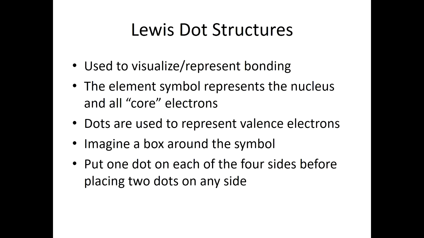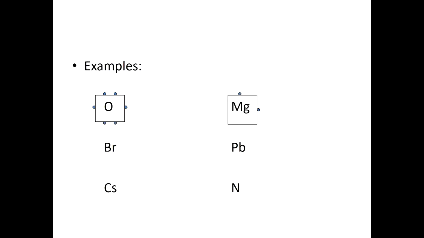So what you're going to do is take the element symbol. You're going to pretend like there's a box around that symbol, and you need to put a valence electron on each side of the box before you pair any of them up. So I'm going to show you some examples of that.